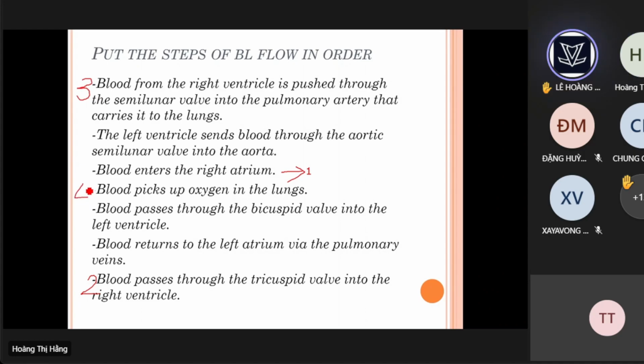Number 5, blood return to the left atrium via the pulmonary veins. Are you sure? Are you sure? Thịnh, are you sure? Yes. Chắc không? Yeah, cô đợi tí.